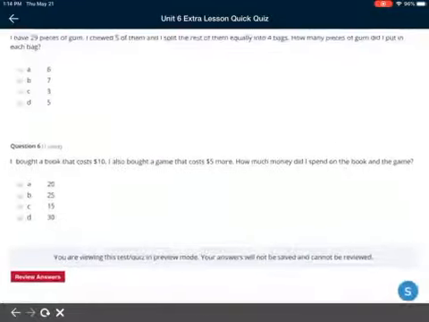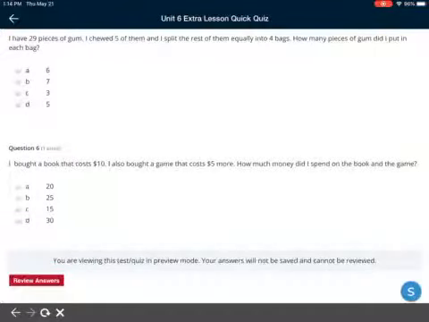Then number 6, I bought a book that cost $10. I also bought a game that cost $5 more. How much money did I spend on the book and the game? Okay, so my book was 10. I bought a game that cost $5 more. So my game does not cost $5. It costs $5 more than the book. Okay, so that tells me how much my game is. So I have to figure out how much my game is. Then I can use that to figure out how much I have for my book and my game.